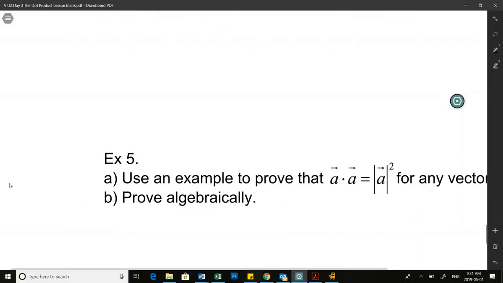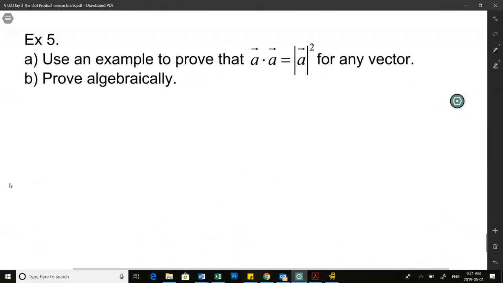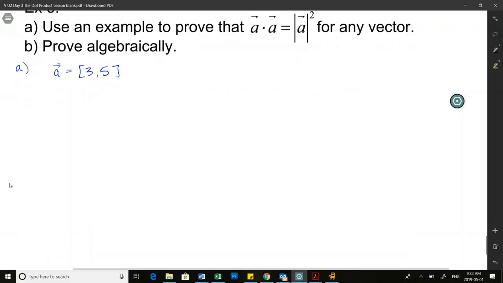Okay, great. Last question. Use an example to prove that A dotted with itself is actually equal to the magnitude of A squared for any vector. Okay, so we're going to just choose an arbitrary vector here. Let's say we use the vector 3, 5. Again, I'm just choosing a vector A. That's what part A tells me to do. And we're going to see if A dot A is equal to the magnitude of A squared. So we're going to have to solve A dot A and also magnitude of A squared.